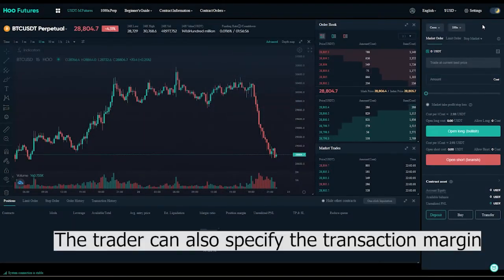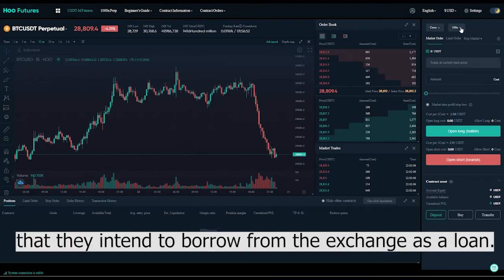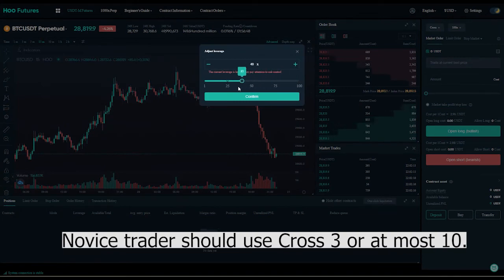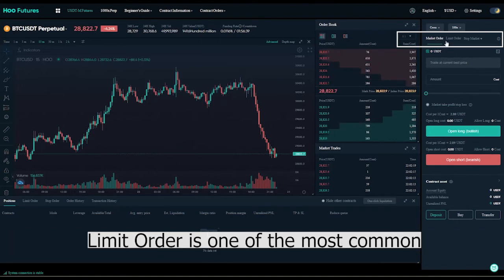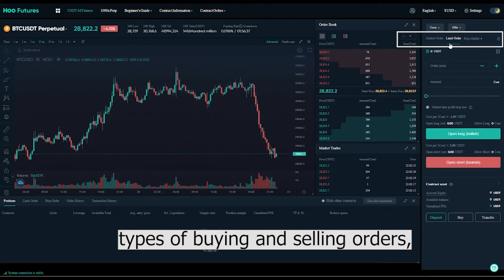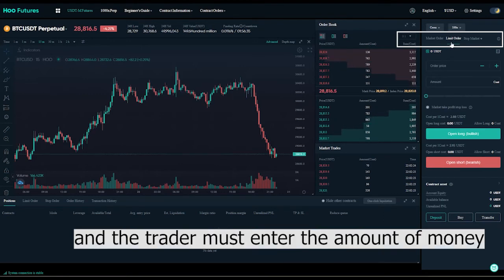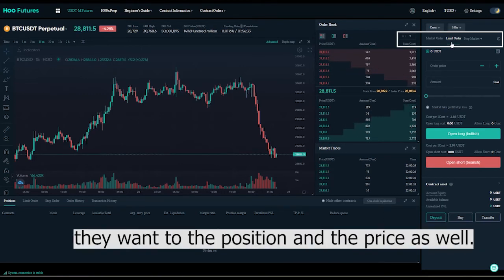The trader can also specify the transaction margin, or the same percentage of money that they intend to borrow from the exchange as a loan. Novice traders should use cross 3 or at most 10. Then in Part 2, traders can choose the type of their order. Limit order is one of the most common types of buying and selling orders, and the trader must enter the amount of money they want to put in the position and the price as well.